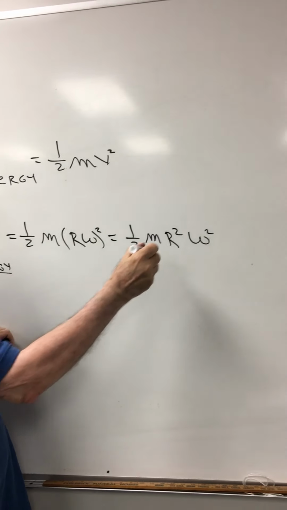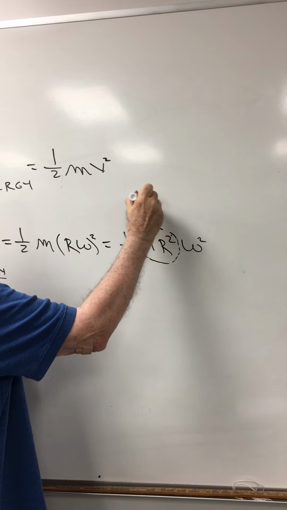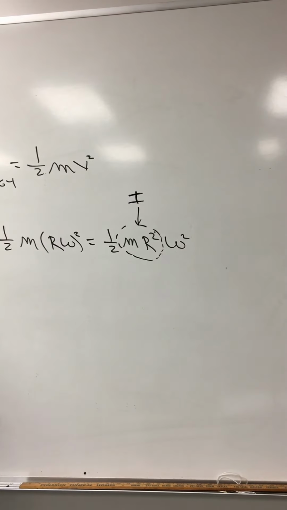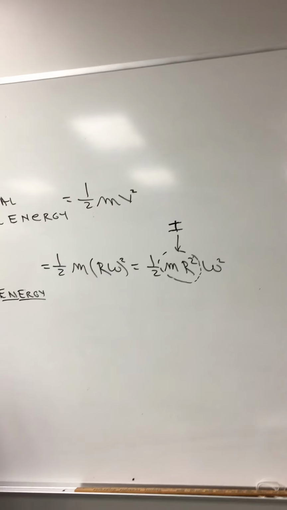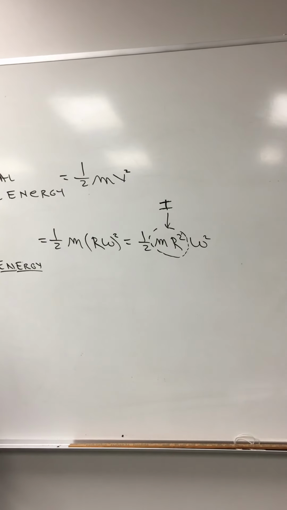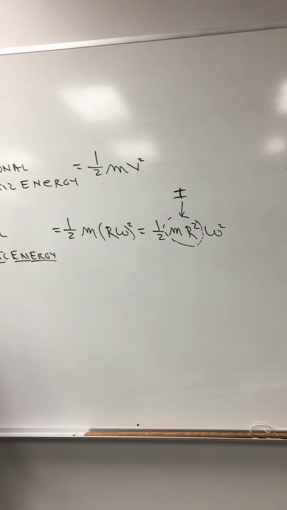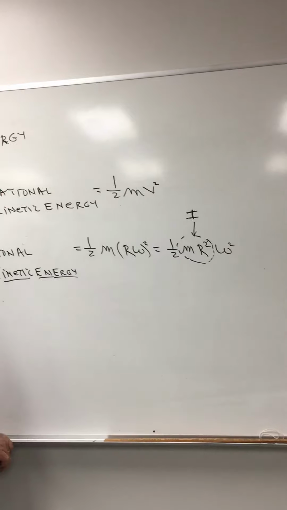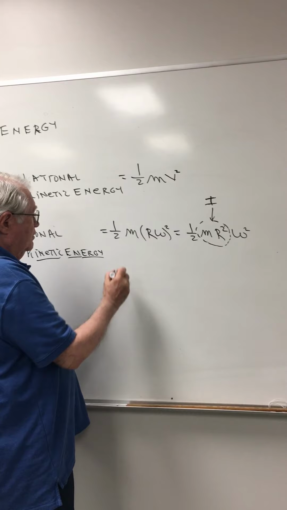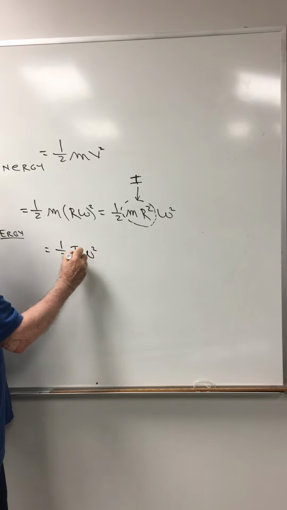But going back to what we talked about a few minutes ago, m R squared, that is the value of the moment of inertia for rotation, which is I. Now I depends on the object. If it's like the hoop here, or the ring, it's just m R squared. If it's a sphere, like a bowling ball, it's 0.4 m R squared. If it's a disc, it's 0.5 m R squared. So each one is a little bit different. So now what I can do is I can write this formula this way: 1/2 I omega squared.